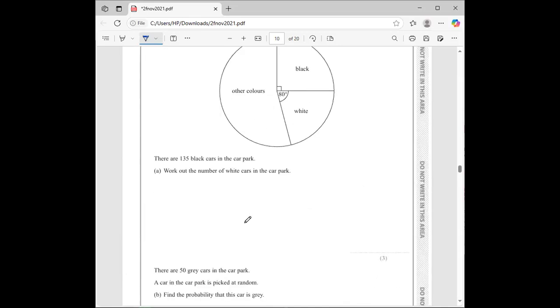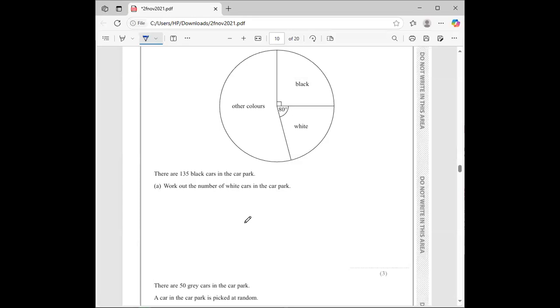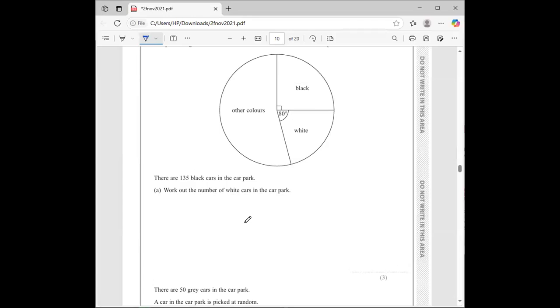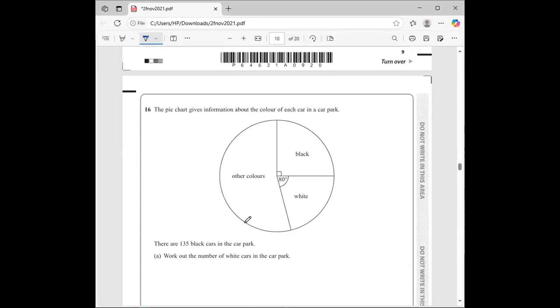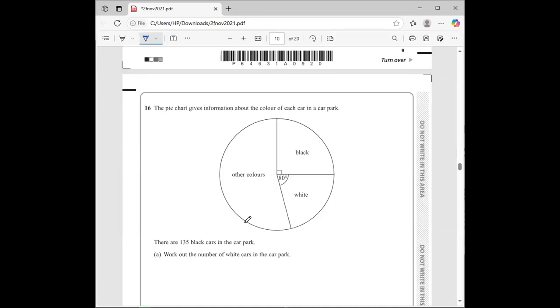Pie chart and stuff. I'm not sure we have really seen questions on pie chart in all the ones we've done, right? Yeah. Okay, so maybe we should just do this one.